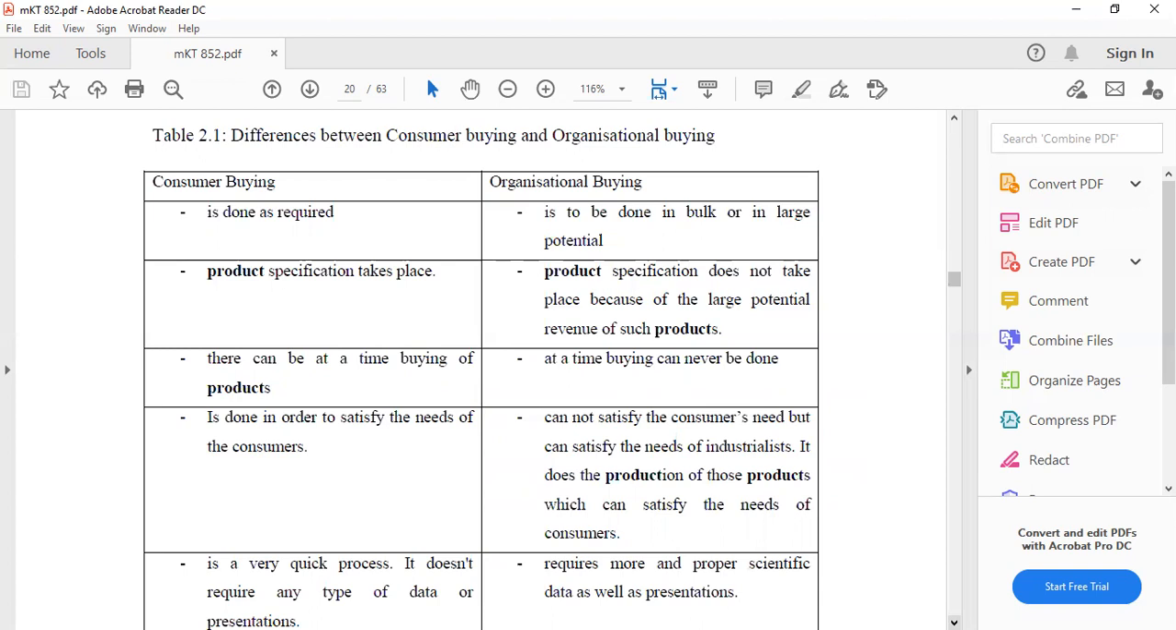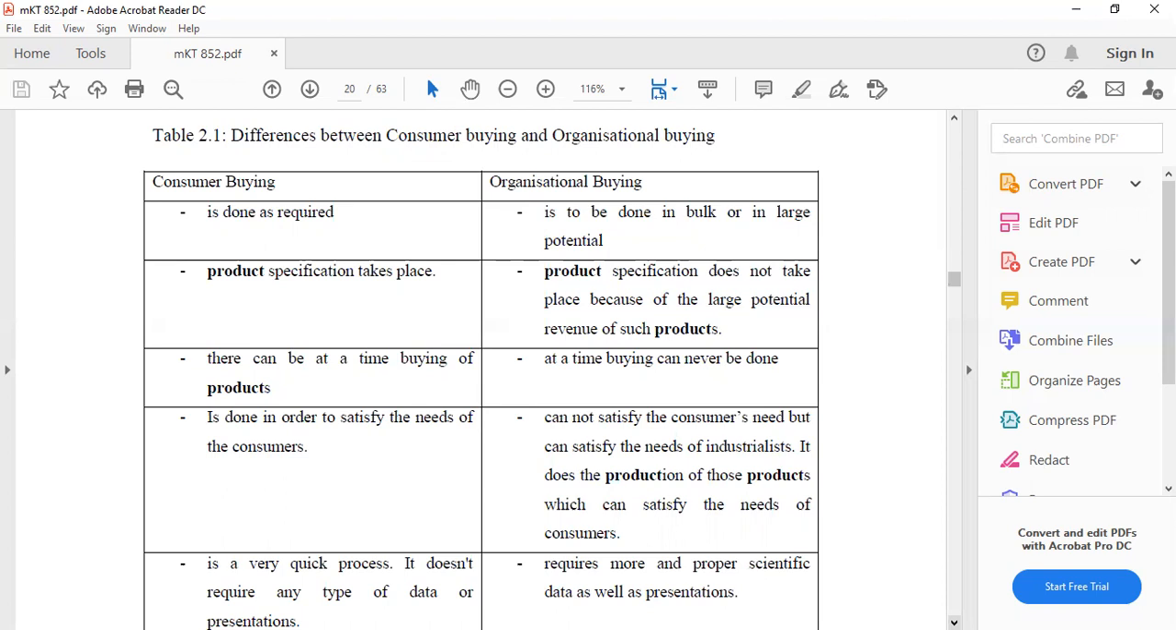And we said that consumer buying is done as it's required. That is, it is just done possibly based on individual or household needs, which could be in units, which could be just a very minimal purchase. Whereas organizational buying is normally done in bulk or in large potential. Most of the purchases made by the organization are always in bulk and not in bits.